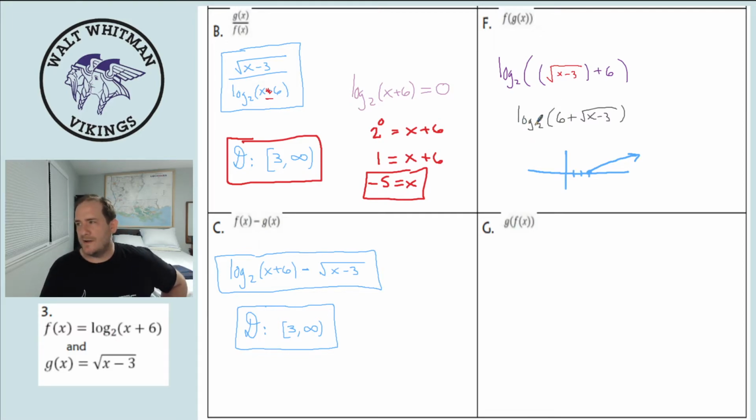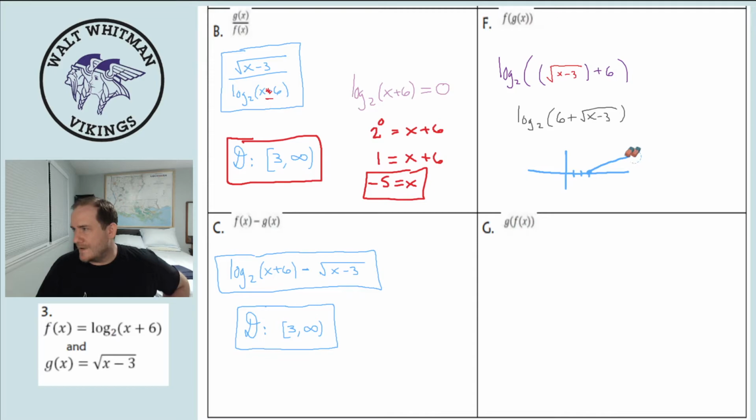So are we ever in trouble of trying to take the log of a number that is negative? Why did it take me so long to get that out? Are we ever going to be taking the log of anything negative, or even 0? No. Because the range on this function is 0 to infinity, plus 6 is 6 to infinity. We're well clear of any restrictions on log.